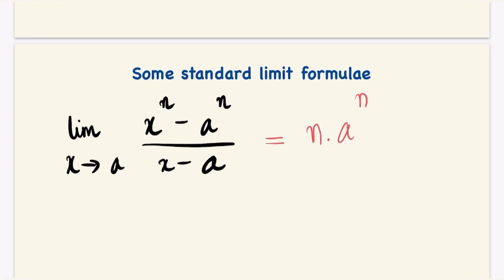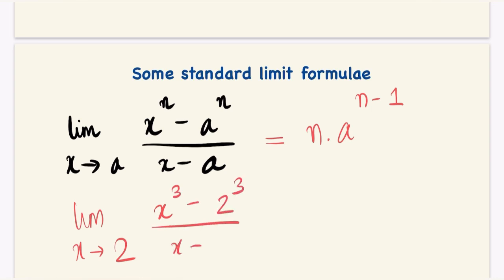It is n into a raised to n minus 1. Let us verify this answer with what we just solved right now. In our case, a was 2, n was 3. So I have something like this. According to this formula, it should be 3 into 2 raised to 3 minus 1.